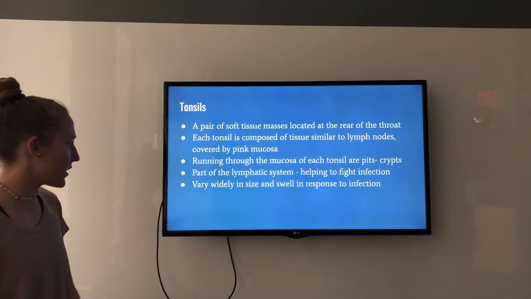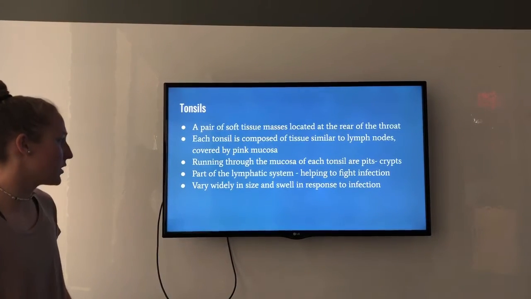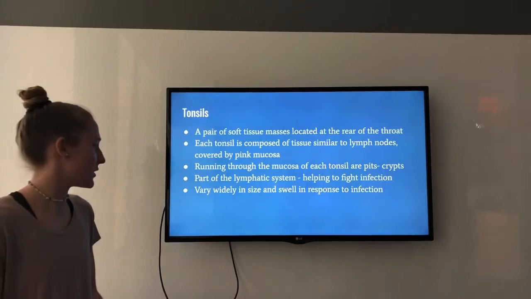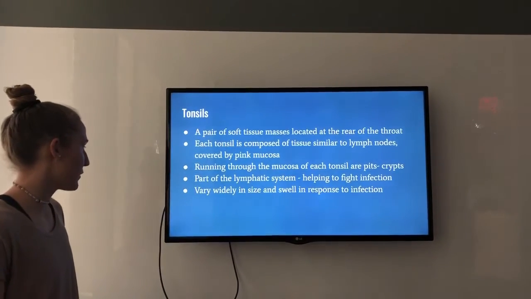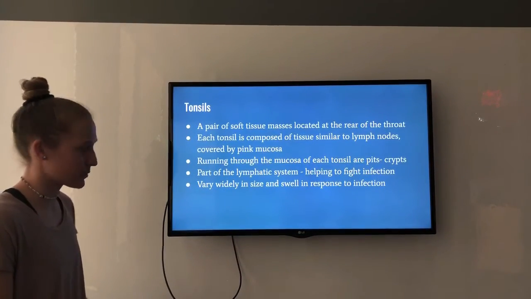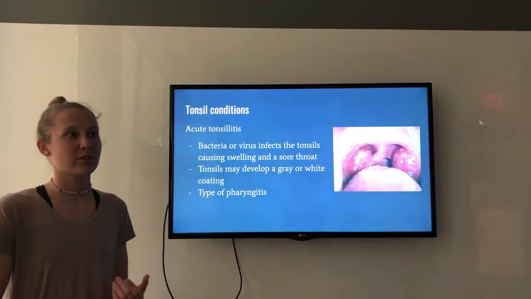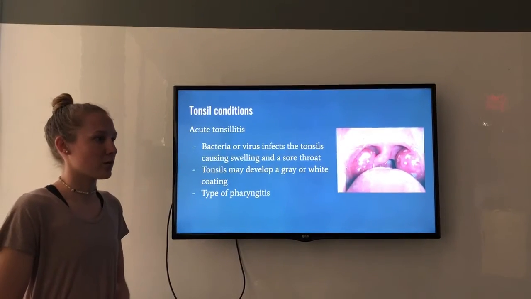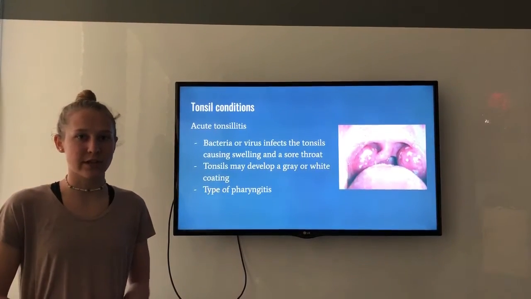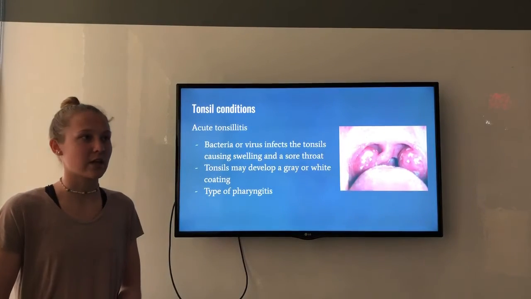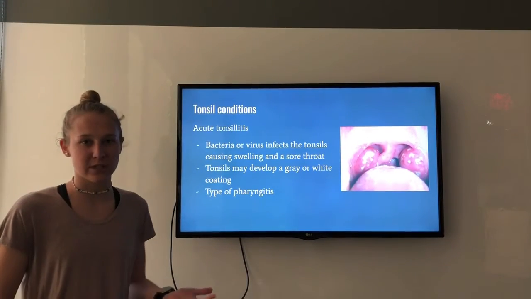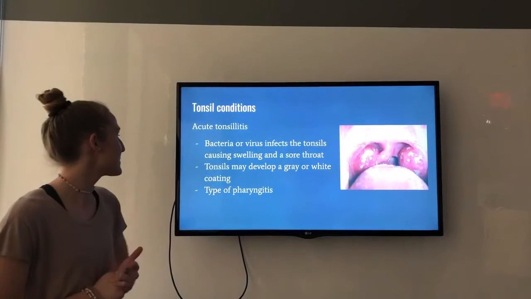And your tonsils are part of the lymphatic system, which helps to fight infection. And they vary widely in size and swell in response to infection. So normally when people have larger tonsils, they have a harder time breathing at night, and the first response is usually to get them taken out, but that's not as common anymore.